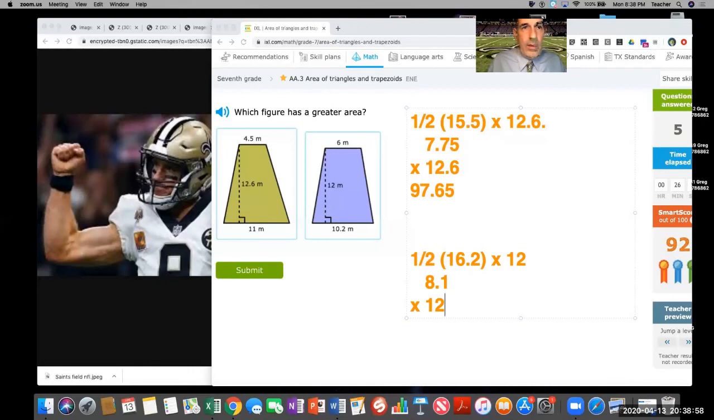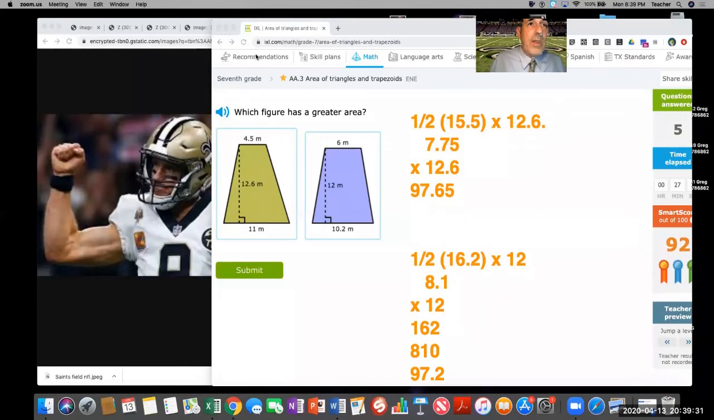And wrong way. 2 times 1 is 2. 2 times 8 is 16. 1 times anything is itself, but I gotta have that 0 there first because I'm going on the next line. So it's going to be 810. So when you add those together, I'm going to have a 2. I'm going to have 6 plus 1 is a 7. I'm going to have an 8 plus 1 is a 9. So there's 1 decimal place. So it's going to be 97.2. And the first one was 97.65.